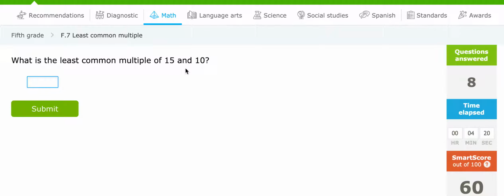Multiple of 15 and 10. So this is 3 times 5, so I need 1 3 and 1 5. And this is saying I need a 2 and a 5. So they both have 5, that's already shared in common, but now we're saying that we need a 2, a 3, and a 5, which is actually 30.